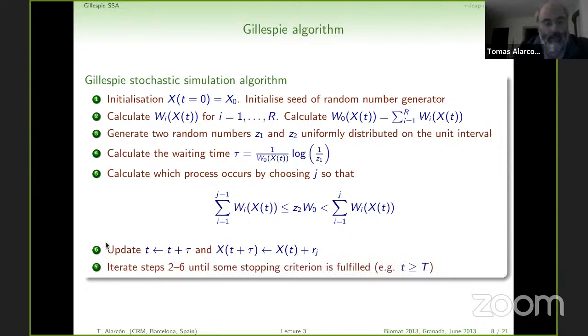Then basically you iterate steps 2, 3, 4, 5, and 6 until some stopping criterion is fulfilled. So you can have something like t bigger than some prescribed time. Now this is going to generate a sample path. If you want to extract useful information from that, you have to generate many of these paths and then do statistics on this. Is that clear?